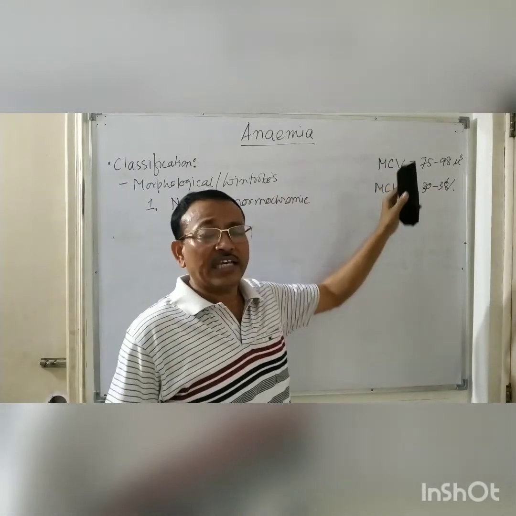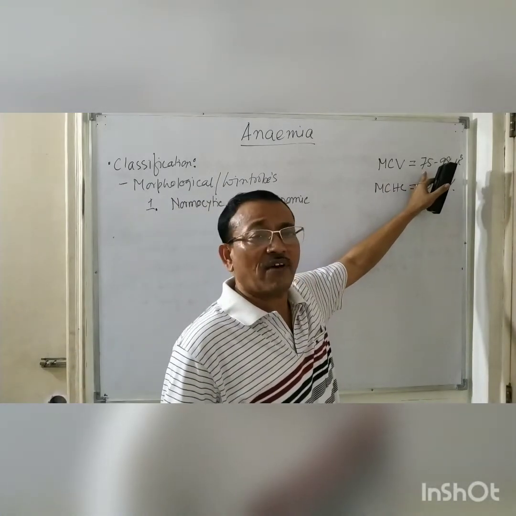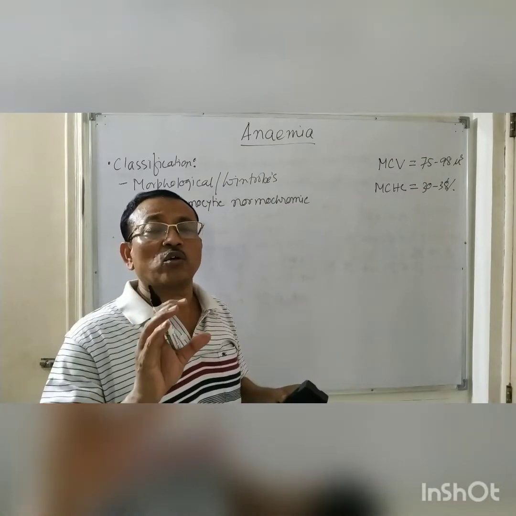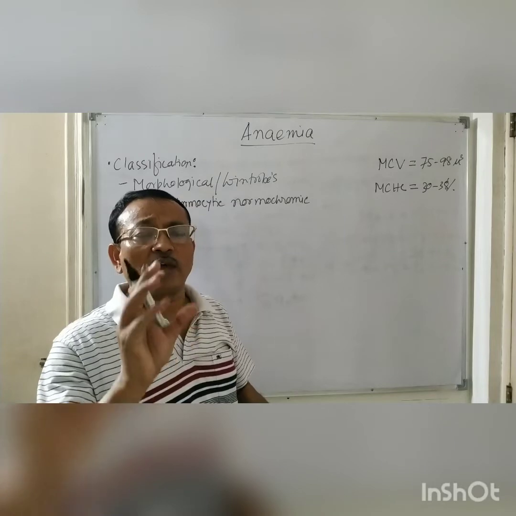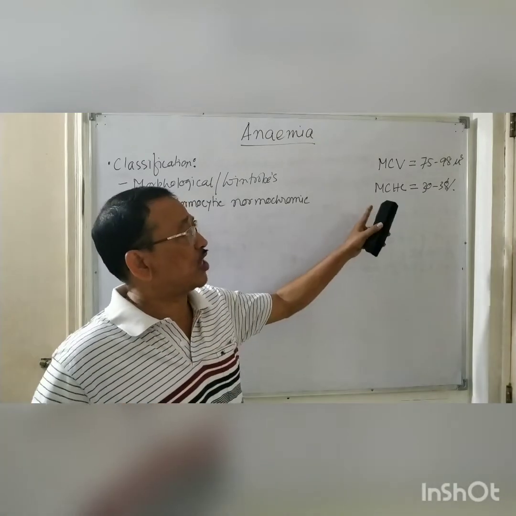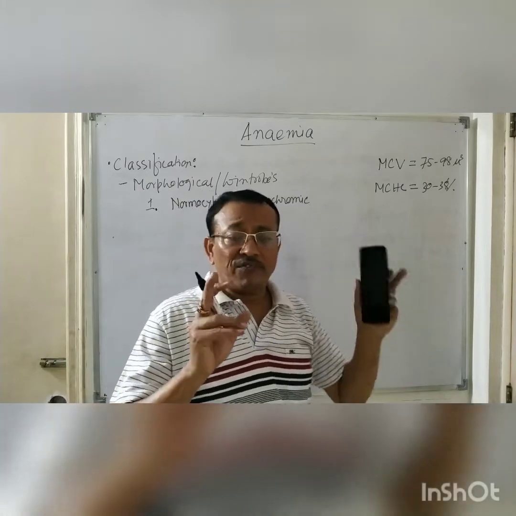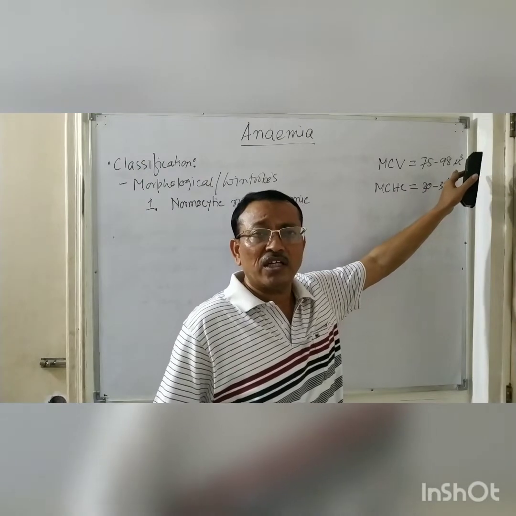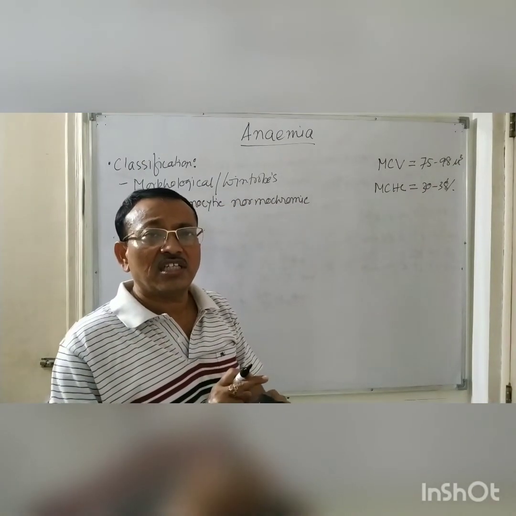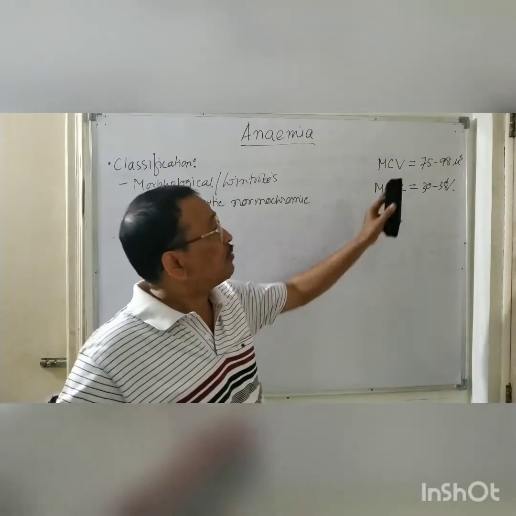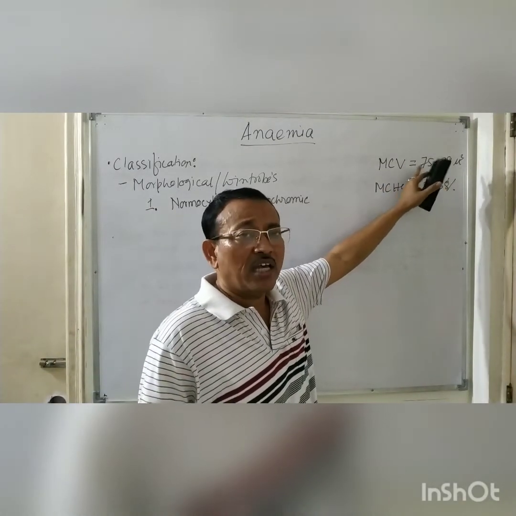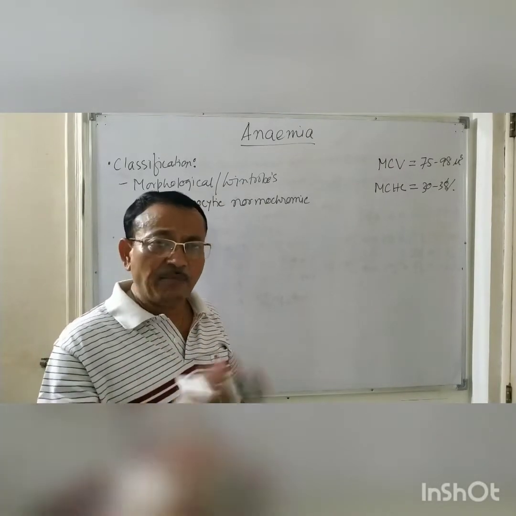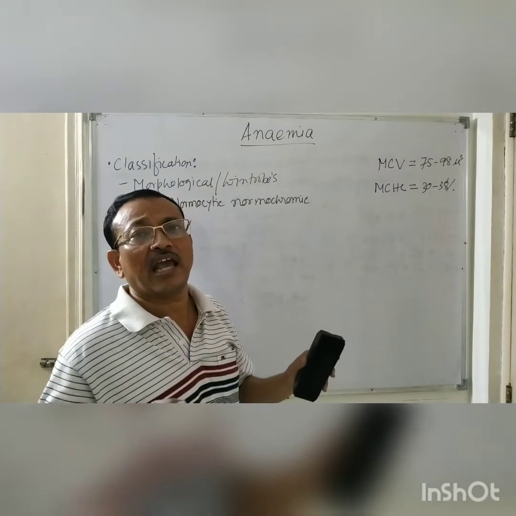If the MCV is lower than 75, the RBC or the anemia is known as microcytic. Size is small, so MCV is low, so microcytic anemia. If the MCV is more than 100 cubic micron, that means the size of the RBC is large. In such a case, that type of RBC is known as macrocytic RBC, and the anemia that results is known as macrocytic anemia.